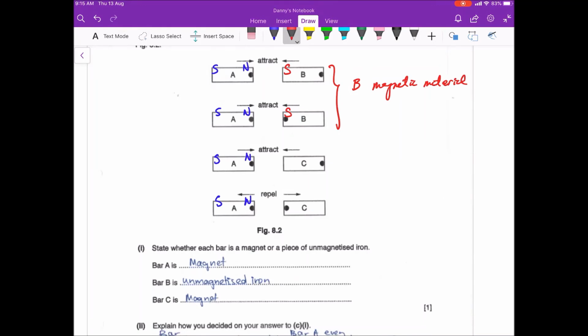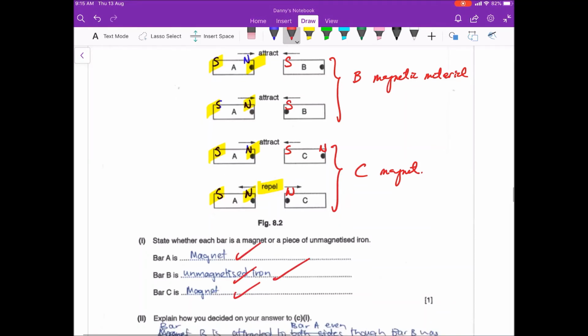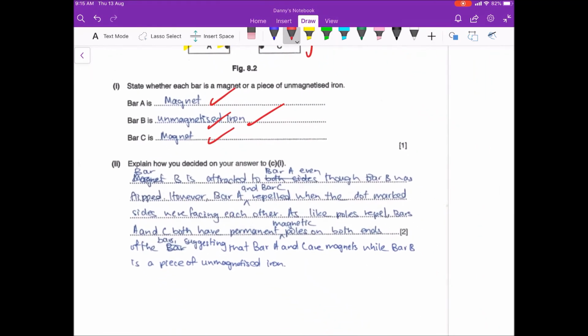A and C, it attracts, so meaning that this is south, and so meaning that this will be north. And it repels, which means that your C is definitely a magnet, right? Having said that, it also means that because of this repulsion, my assumption that A is a magnet is valid. So A is a magnet, C is a magnet, B is unmagnetized iron. I love the way he said this, unmagnetized iron.